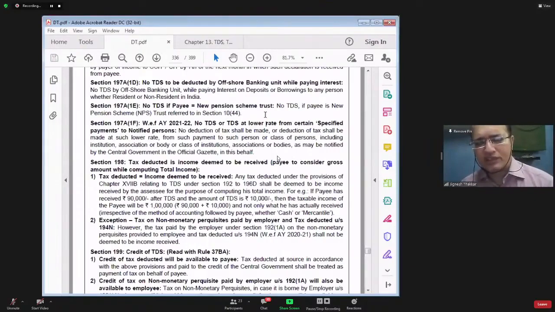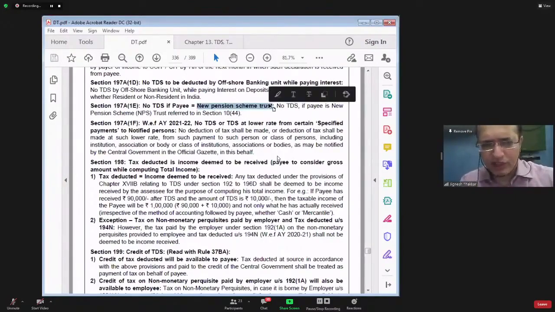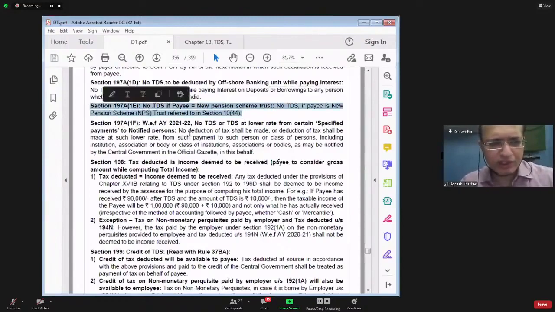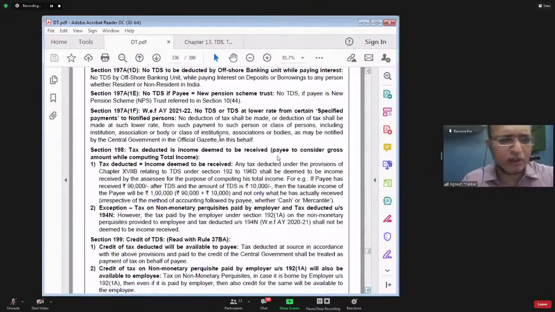So that pension scheme trust may invest money in debentures, bonds, etc. So those people who are paying interest to this new pension scheme trust should not deduct any TDS. They should not deduct any TDS. These two sections are not important.